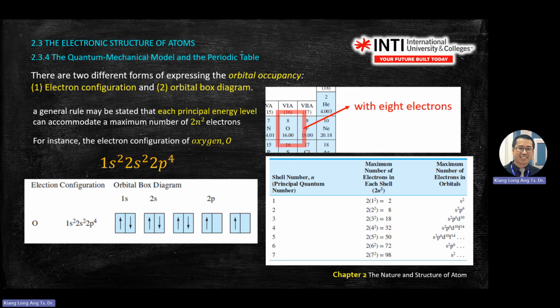Another configuration will be the orbital box diagram. Last lecture, we stopped here. You convert 1s into 2 boxes, 2s into 2 boxes, 2p into 6 boxes, but 2 cars park, 2 cars park, 2 cars park. Why does 2p get 6 car parks? Because p has 3 lanes. 2l plus 1, p is 3. So you got 3 car parks.